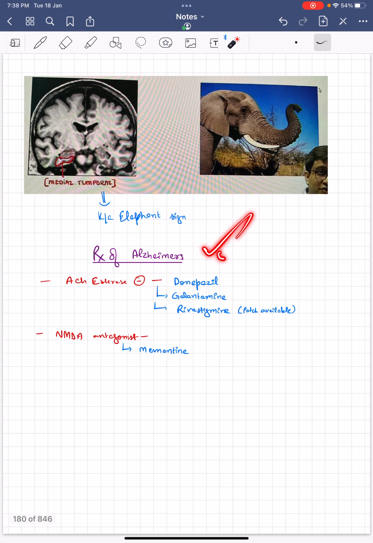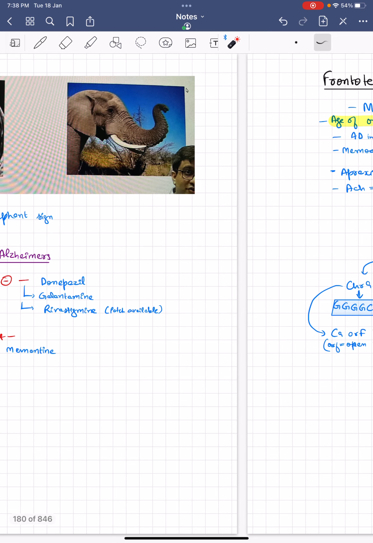The treatment would be donepezil, rivastigmine, and galantamine. Also, there is an NMDA antagonist, memantine.